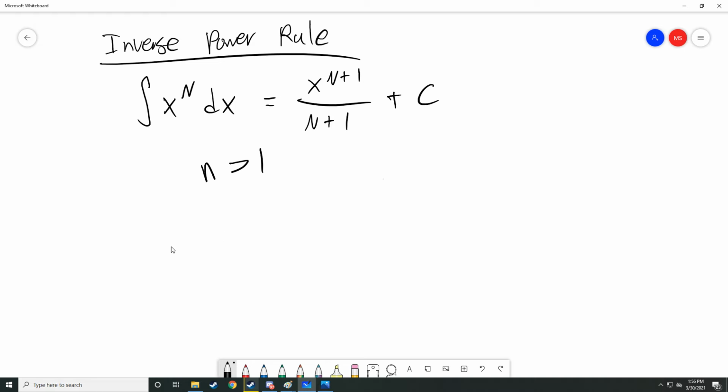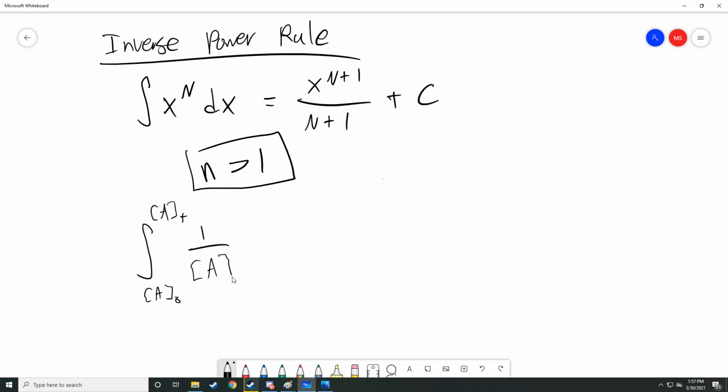And why do I say that? Let's look at the case where little n is equal to 1 and see what happens when we try to apply the inverse power rule. So if we have this integral, from A naught, actually, let's write this in proper form, a concentration A naught to a concentration A final of 1 over A dA. Remember, we had a negative sign out here. If I try and use this, let's plug in n equals 1 to here.